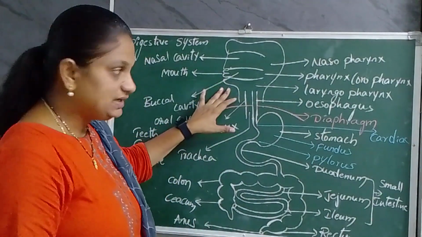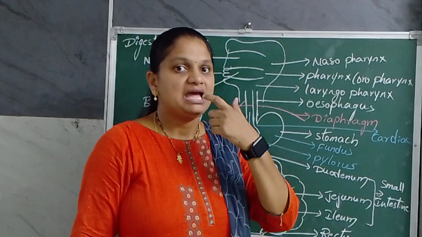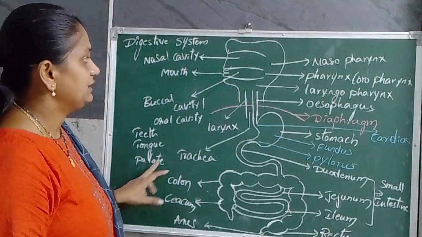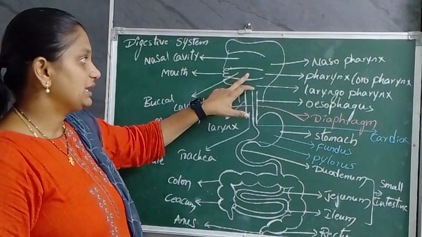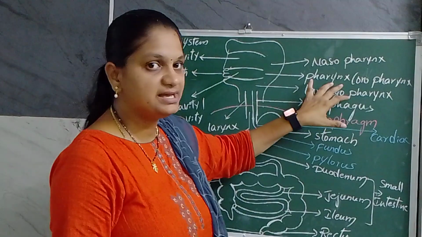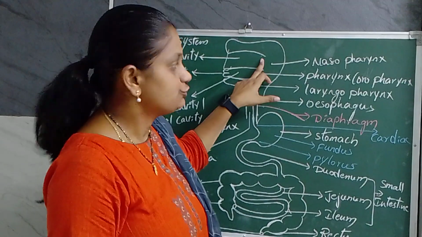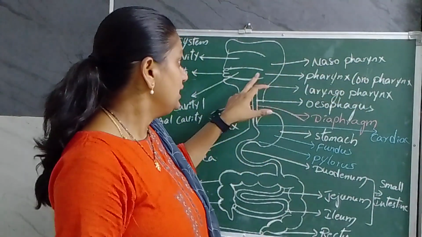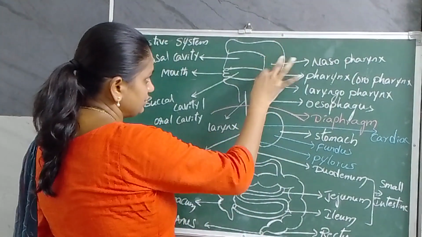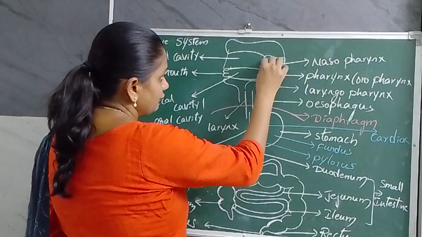Our structures are, the mouth opens into our buccal cavity, and this buccal cavity has teeth, tongue and palate. And this buccal cavity or oral cavity leads into a region that is nothing but pharynx. This pharynx has three portions. The portion where the nasal cavity opens is nasopharynx, and the portion where the oral cavity opens is oropharynx. That means this complete area is nothing but pharynx.